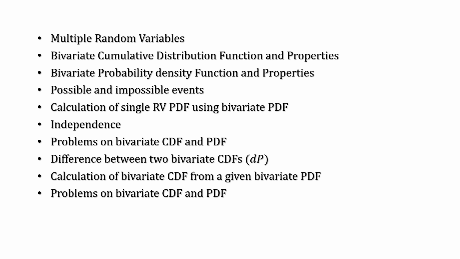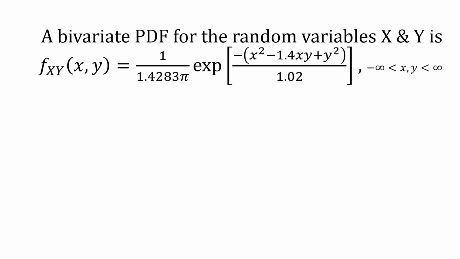Today we solve some more problems on a bivariate CDF and PDF. Here the problem is given. A bivariate PDF for the random variables x and y, with small f as the notation for a bivariate PDF. It is given as 1 divided by 1.4283 pi e to the power minus in the bracket x square minus 1.4 xy plus y square divided by 1.02, where x and y are varying from minus infinity to plus infinity.